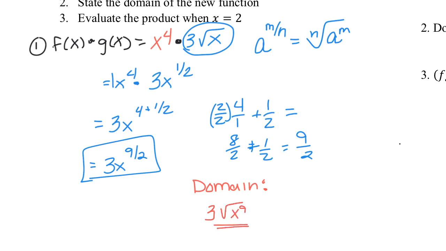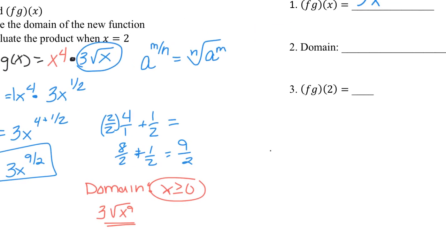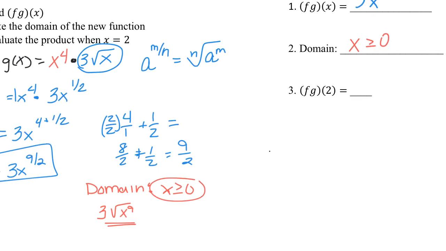That's what you really have here. So the domain is x greater than or equal to 0, because even index radicals cannot have numbers less than 0. So my domain is x greater than or equal to 0.